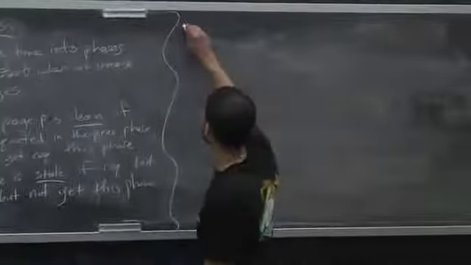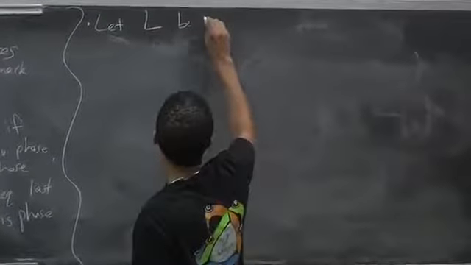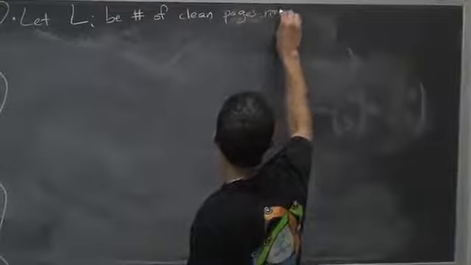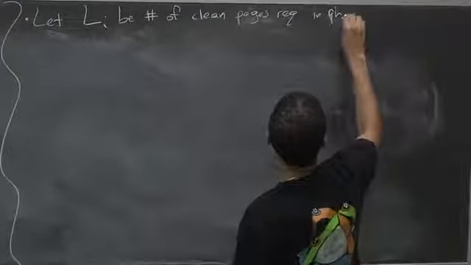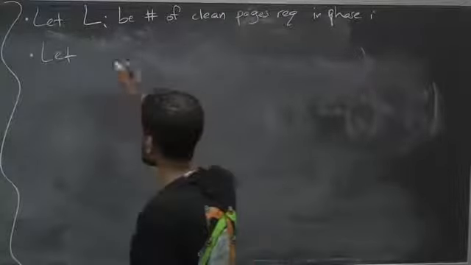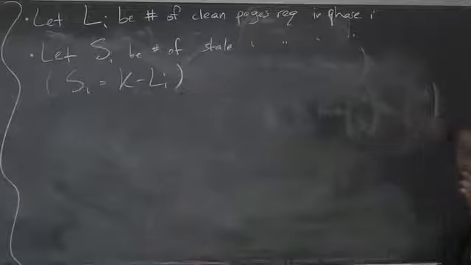OK, so let's introduce some variables. Let Li be the number of clean pages requested in phase i, and let Si be the number of stale pages requested in phase i. And we know that Si is just equal to k minus Li, as you just said.